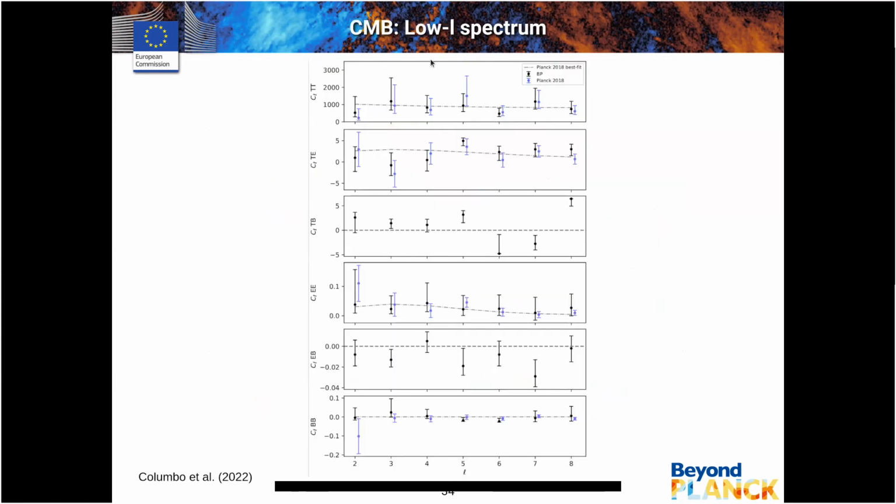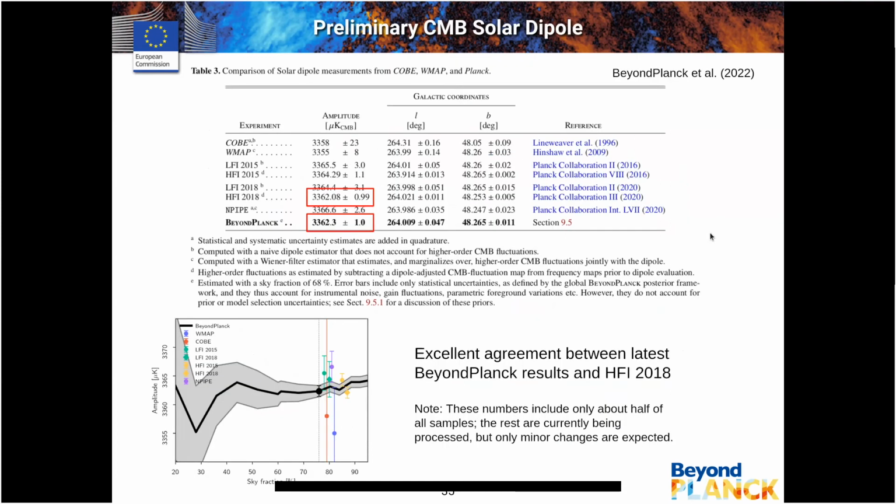And then this is our low-L TT spectra. You can see that we have asymmetric error bars here in black, and again we largely agree with Planck 2018 in most cases. We also have the CMB solar dipole estimate. Once we have run this full pipeline, we end up with an estimate that, in amplitude at least, is very close to what Planck HFI found in 2018, so that's great that everything is consistent there.